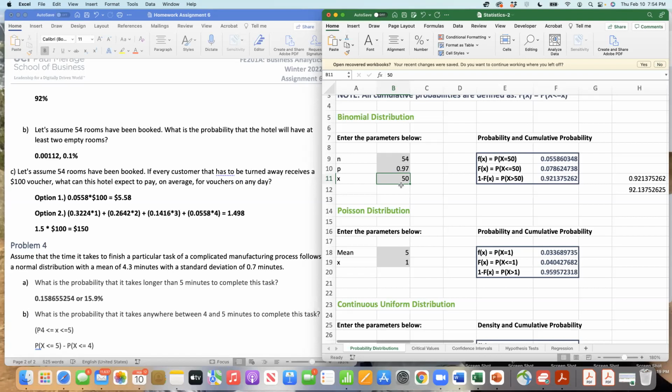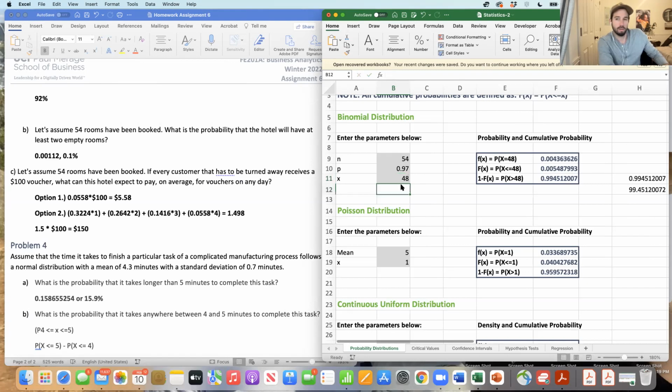Question B is, let's assume 54 rooms have been booked. What is the probability that the hotel will have at least 2 empty rooms? Oh, I see what you're saying. So is it as simple as changing X value to 48? Yes, however, we still need to find the correct probability to report. What do we want to put for B? It's saying at least 2 empty rooms, right? So would it be X is less than or equal to 48?